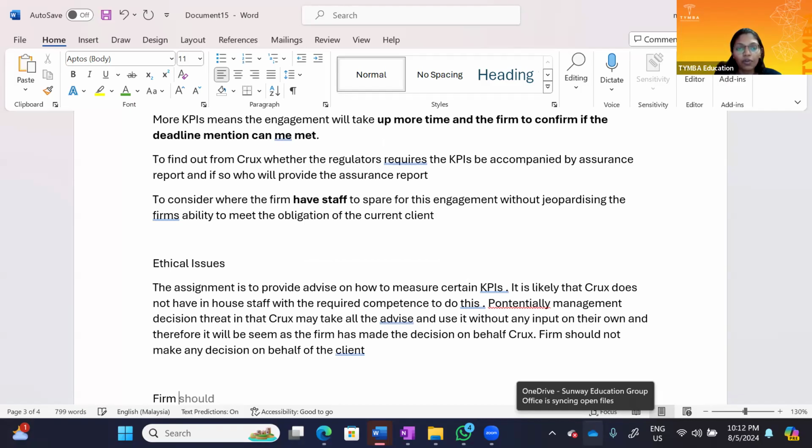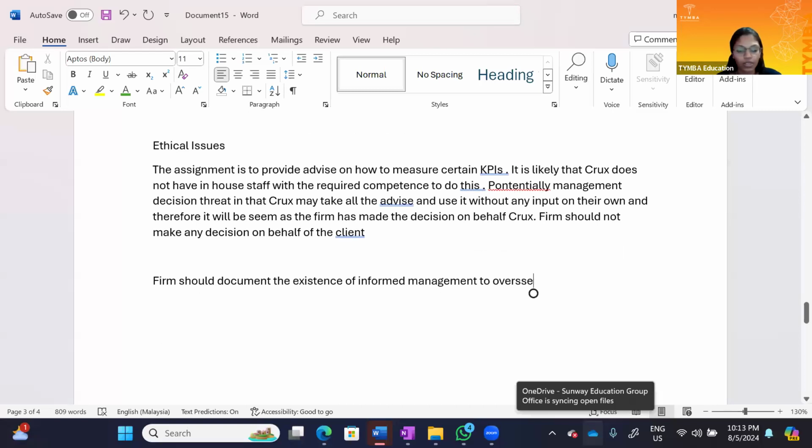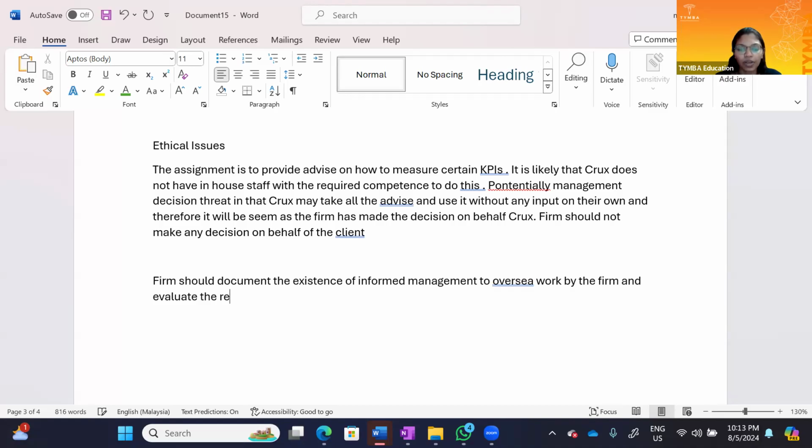Ideally we have to consider this fact. Our safeguard for this is that the firm should document, as we have mentioned before, the existence of informed management to oversee the work by the firm and evaluate the recommendations to ensure they comply with the new regulation.